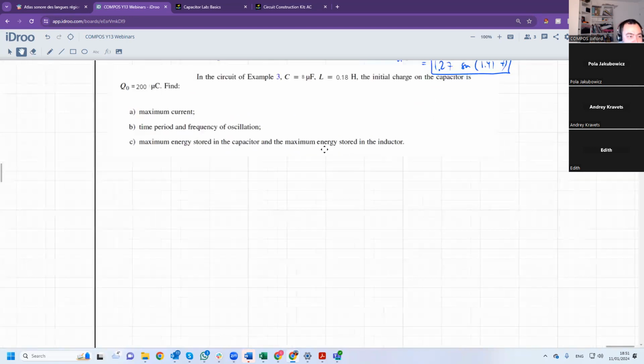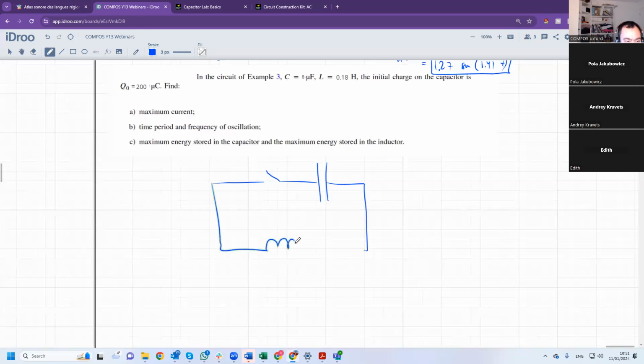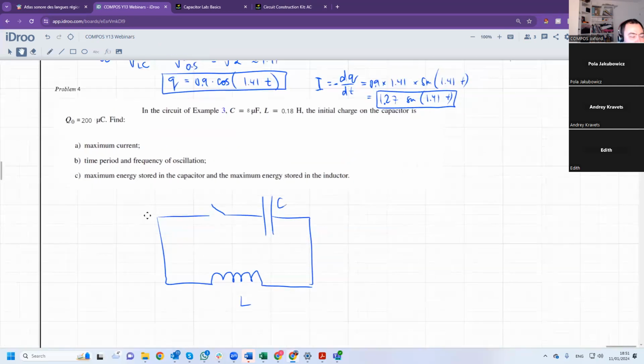Right, so we have a switch, we have a capacitor, and we have an inductor. So capacitance, inductance. The capacitor is initially charged.